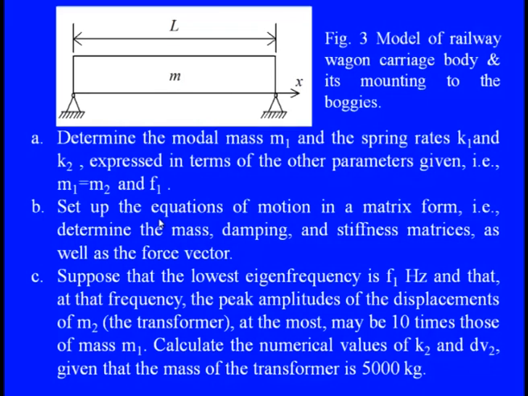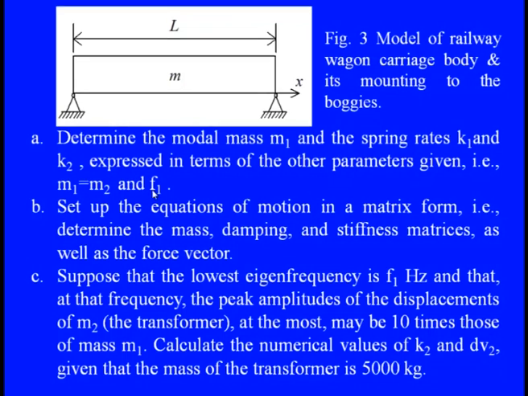The third part says that suppose the lowest frequency is F1, which we discussed, and at that frequency the peak amplitude of the displacement A of M2, the mass of the transformer, is at most 10 times that of M1. Then we need to find K2 and dV2 when the transformer mass is 5000 kilogram. So there is one condition: the peak amplitude of the displacement of the added mass, the transformer, is 10 times M1. Then what are the values of K2 and the associated damper and spring rate, when the total mass of the transformer, M2, is 5000 kilogram.